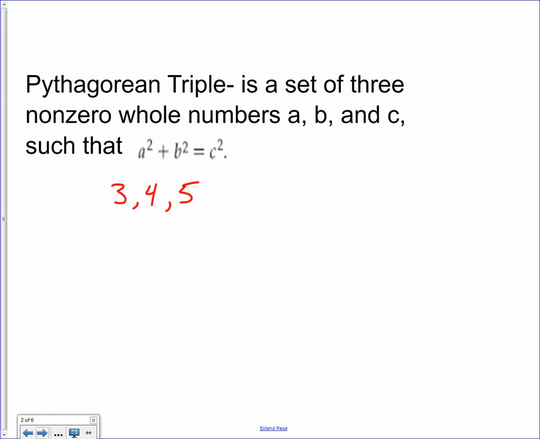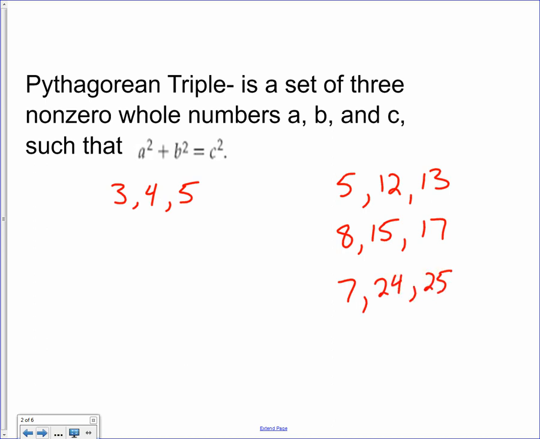We do have a few other ones as well. So we have a 5, 12, and 13. Again, what this means is that 5 squared plus 12 squared is equal to 13 squared, right? 8, 15, and 17. Again, 8 squared plus 15 squared is 17 squared, and 7, 24, and 25. One more time, 7 squared plus 24 squared is 25 squared.